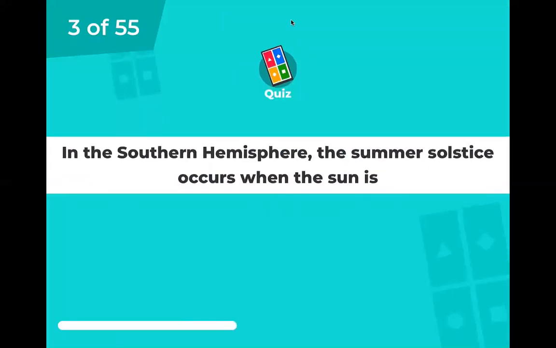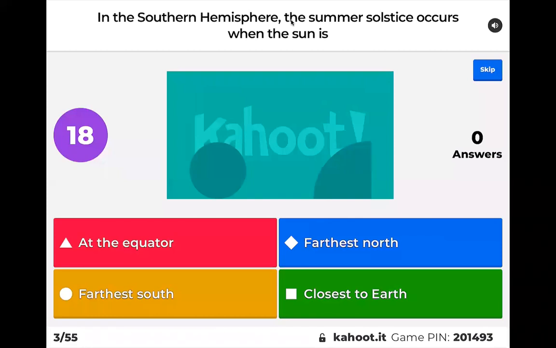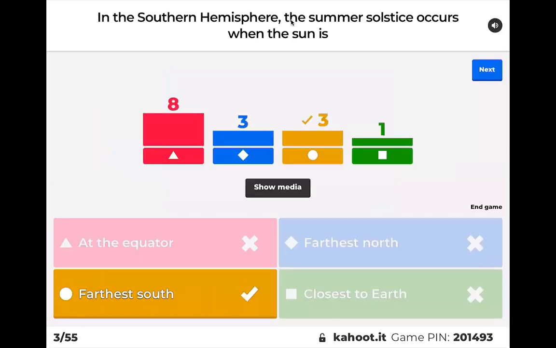In the southern hemisphere, the summer solstice occurs when the sun is at the equator, farthest south, farthest north, or closest to Earth. This was also on your test last time. Southern hemisphere, guys. That means the sun has to be farther south if they're in summertime, right? Okay.